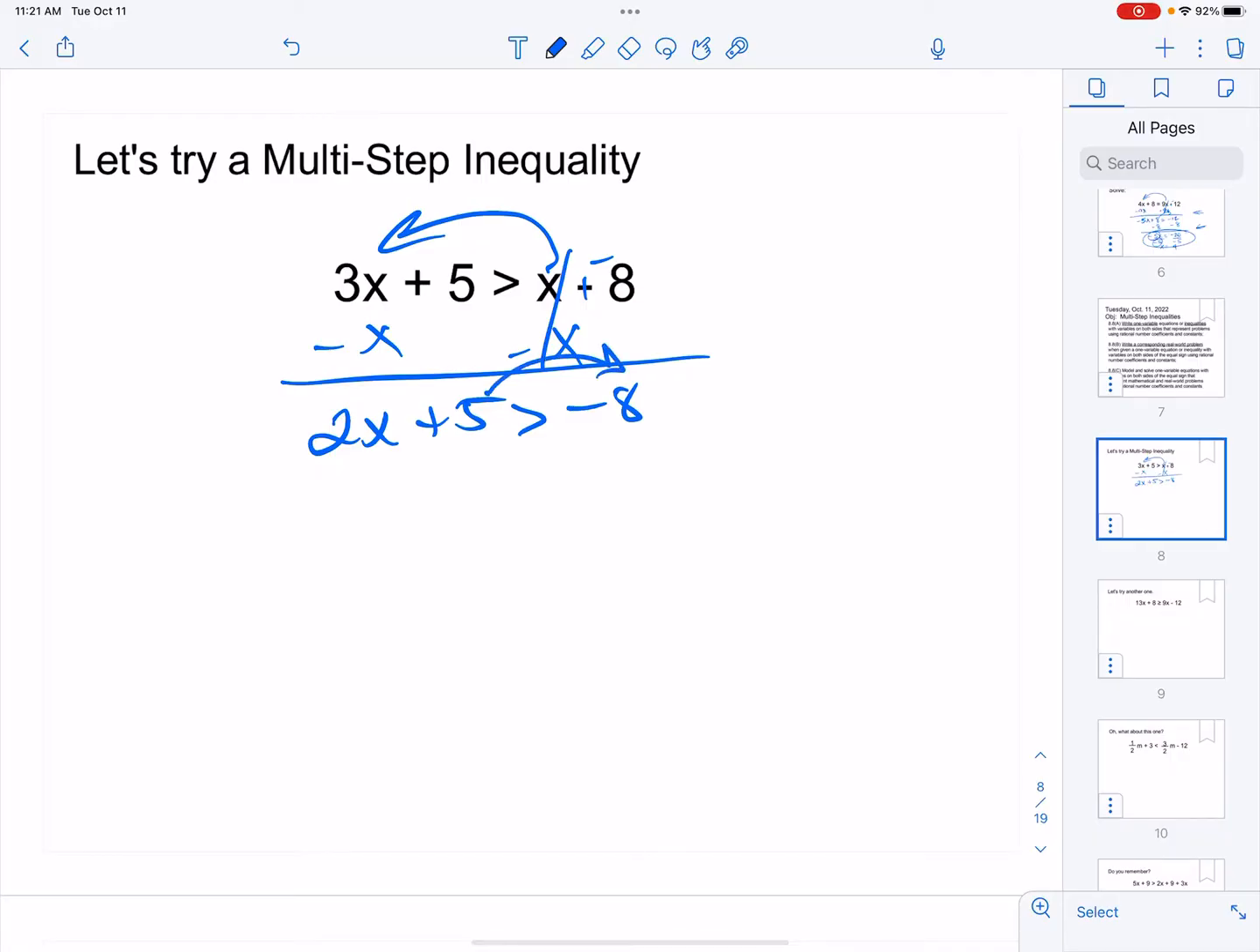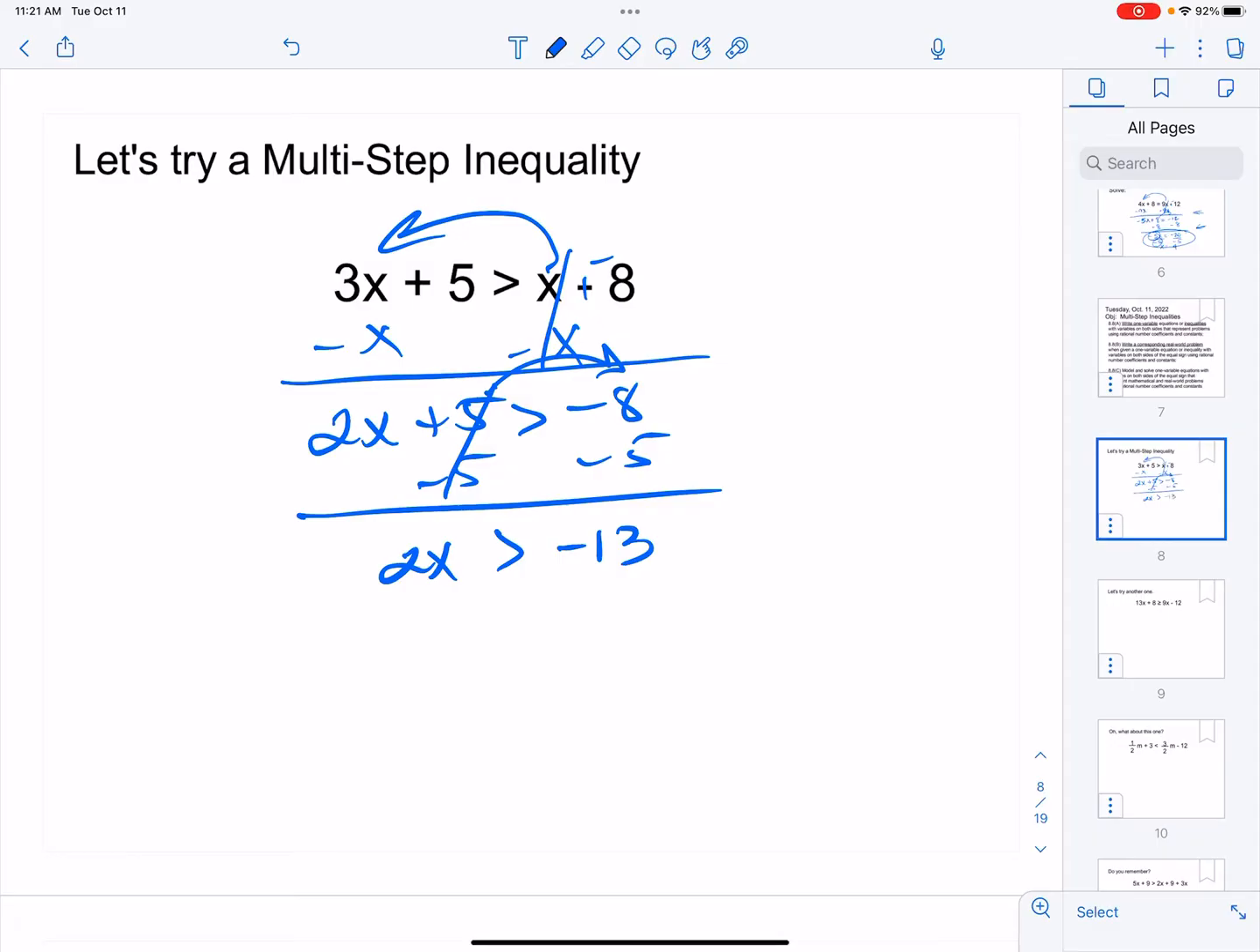Now I'm going to get my numbers on the other side, so I'm going to subtract 5 from both sides, and I end up with 2x, my 5's go away, is greater than, and negative 8 and negative 5 make negative 13. Sorry for the coughing. So now I need to solve. This is where I've got to think about that coefficient. My coefficient here is positive, so nothing's going to happen to my inequality. If that 2 were negative, then I would have something to do. So now I'm going to divide by 2.